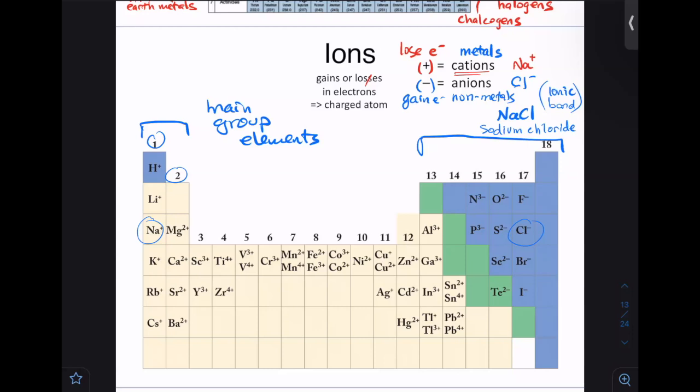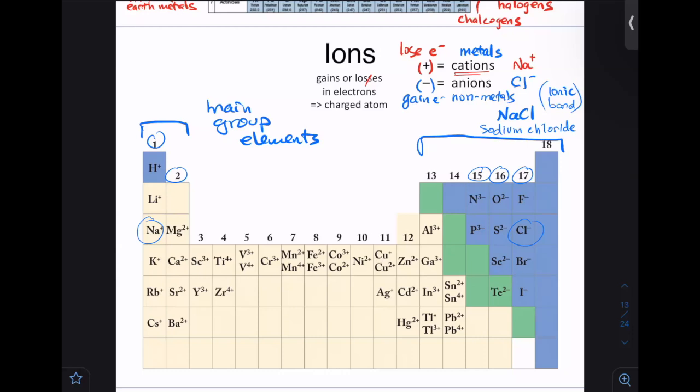Everything in group 17, now this one's a little trickier, forms a 1- charge. Everything in group 16 forms a 2- charge, and everything in group 15 is a 3- charge. Now, when we start getting more into quantum theory and beyond, and you start learning things like the octet rule that maybe some of you have heard of before, you'll understand a little better why this is the case. But right now, we're just identifying trends.